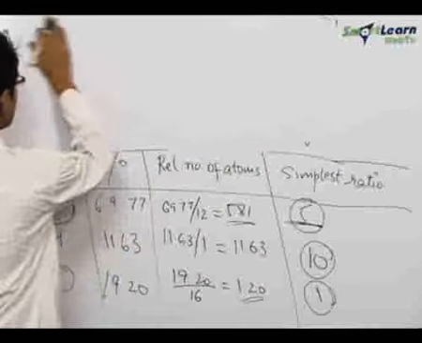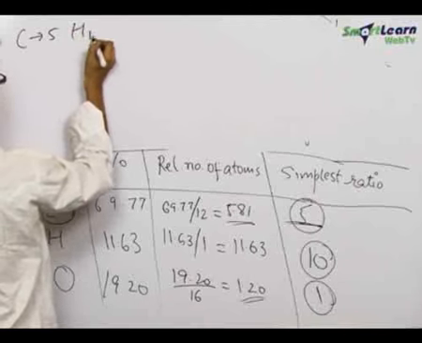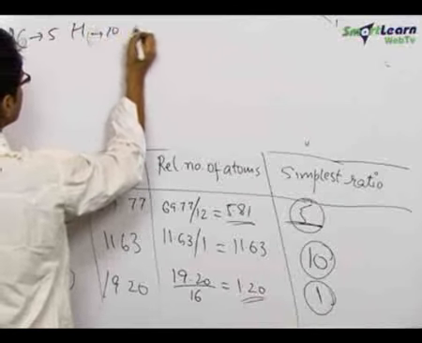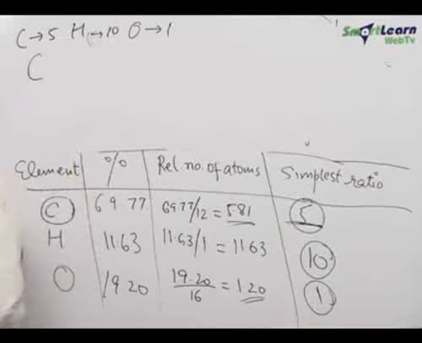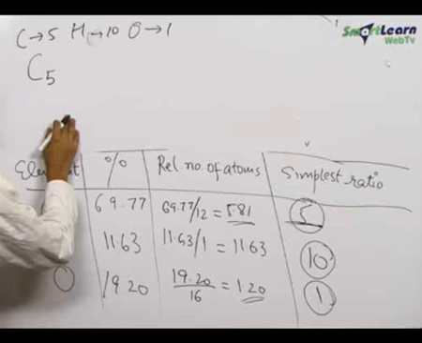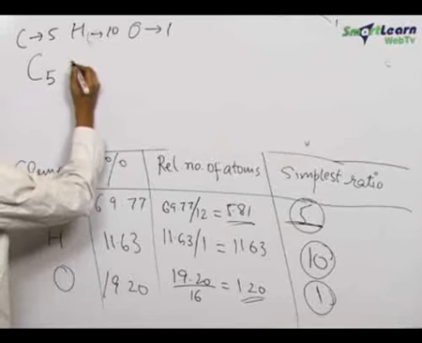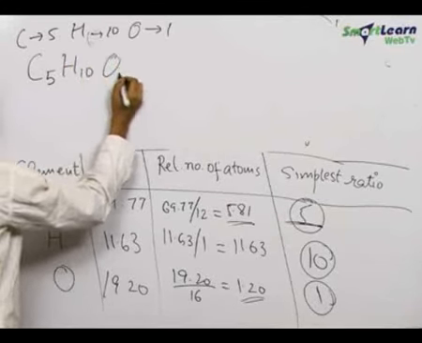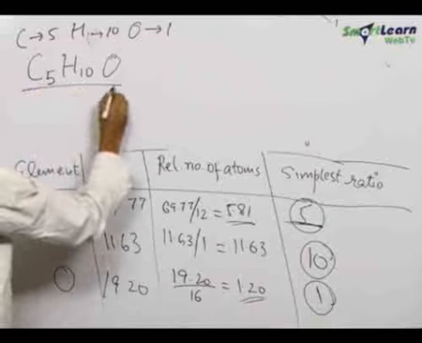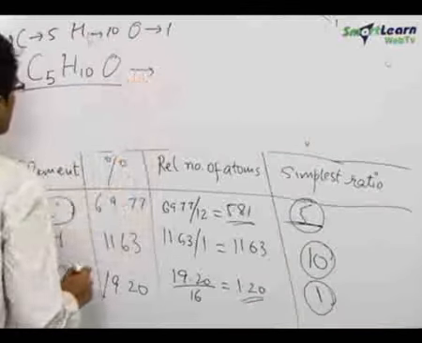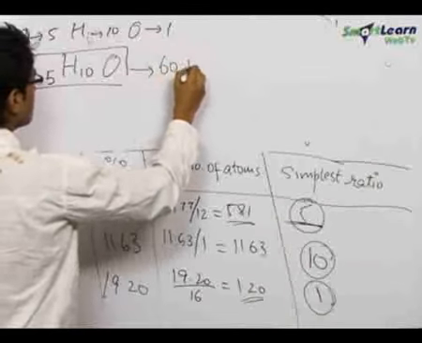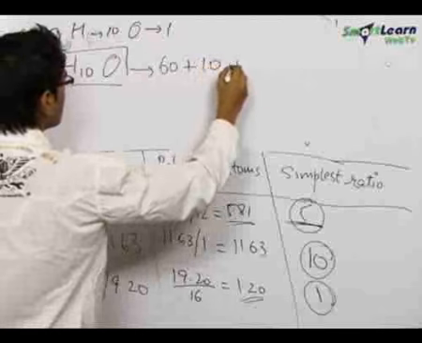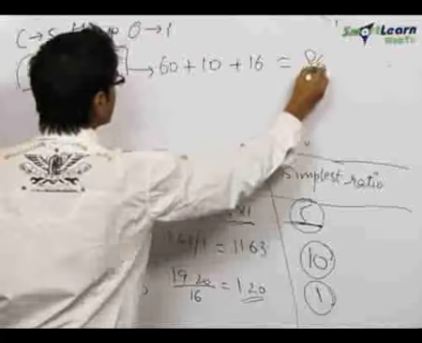Hence we have the simplest ratios of carbon as 5, hydrogen as 10, and oxygen as 1. The empirical formula is obtained in the following manner: we write the simplest ratio of carbon as 5, hydrogen as 10, and oxygen as 1. This is C5H10O. Now we find the empirical mass of this compound. The empirical mass is 12 into 5, which is 60, plus 10 into 1, plus 16 into 1. So this comes out to be 86.